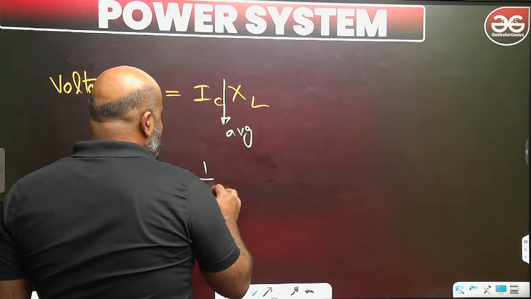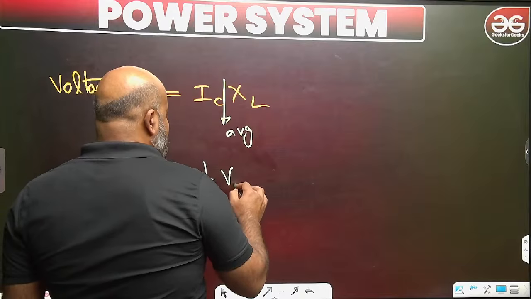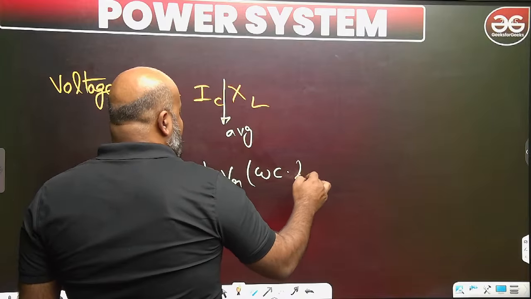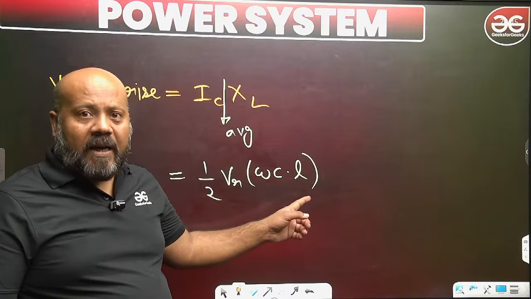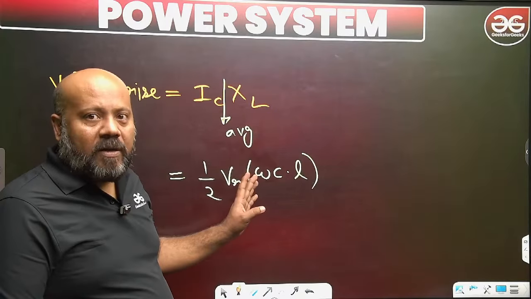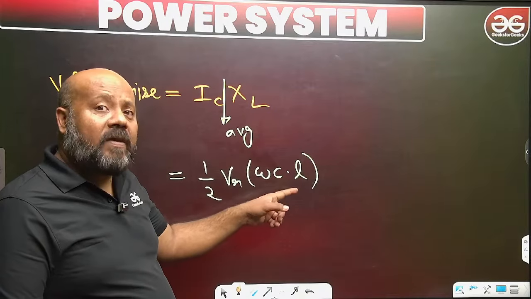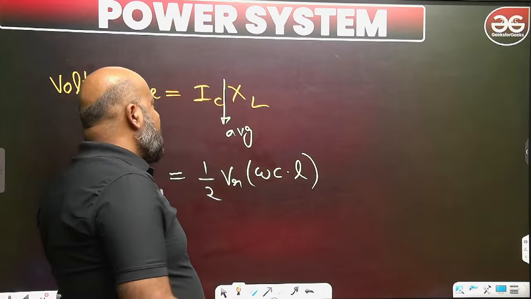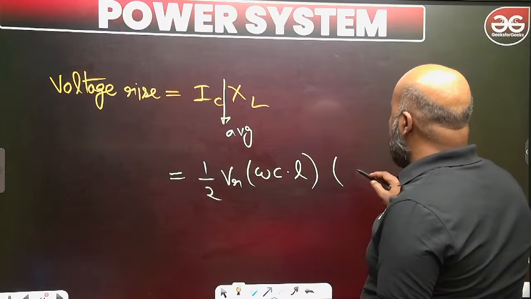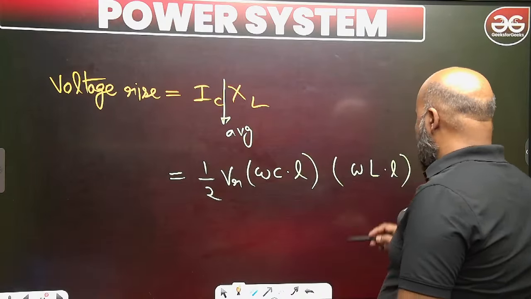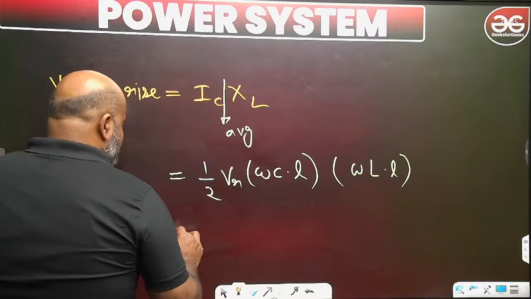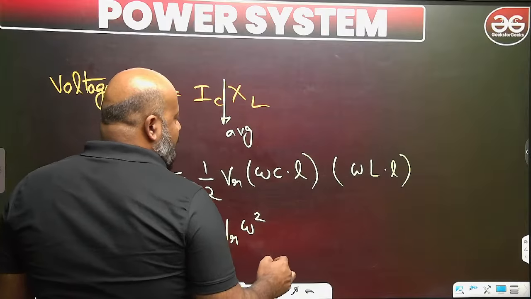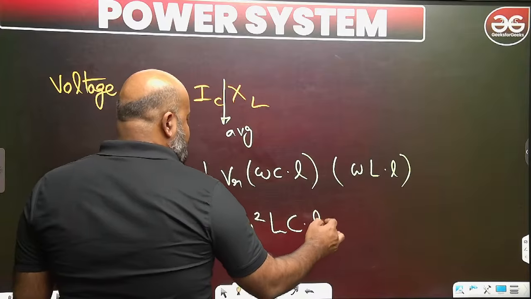So this is 1 by 2 VR, and this is omega C into L. Why am I writing omega C into L? I am just talking about magnitude, so j is gone. It is omega C, and C we have written per unit length, so I am multiplying with this L so that you get the total capacitance. What is this XL? XL you write as omega L into L. So if you simplify this, you will get 1 by 2 VR omega square LC, and this is L square.